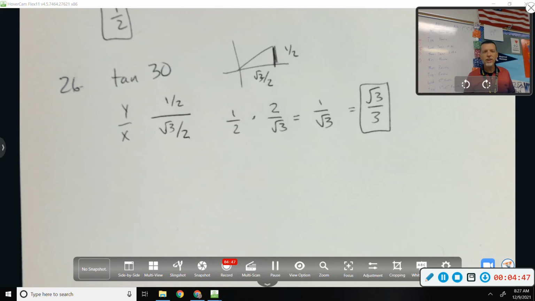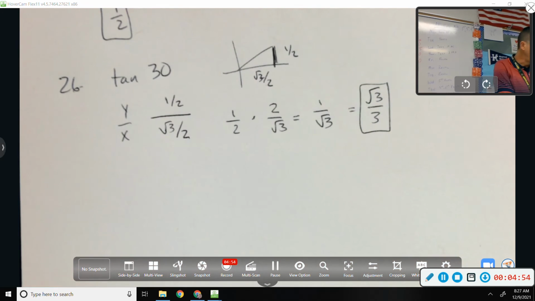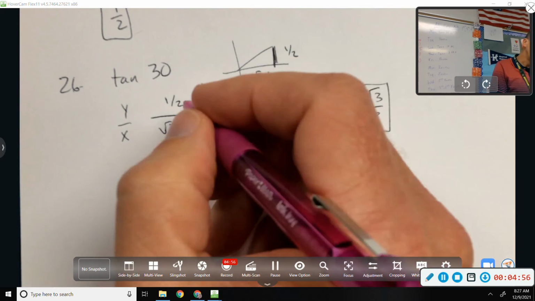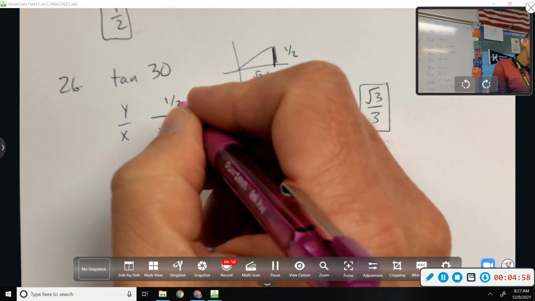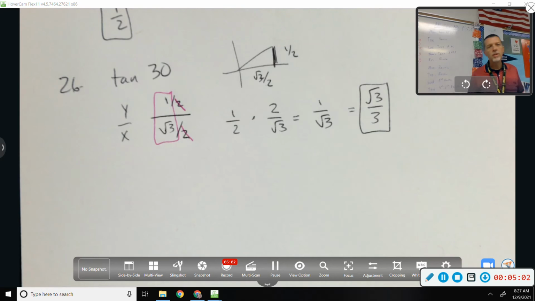One of the little shortcuts of tangent and cotangent is that because all of the denominators on the unit circle are over 2, it's always going to work where you can cancel the 2's and just go with the numerators. Again, if you're not sure about that, then slow down and keep it, change it, flip it.